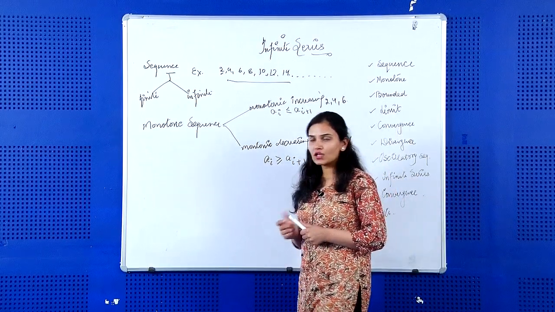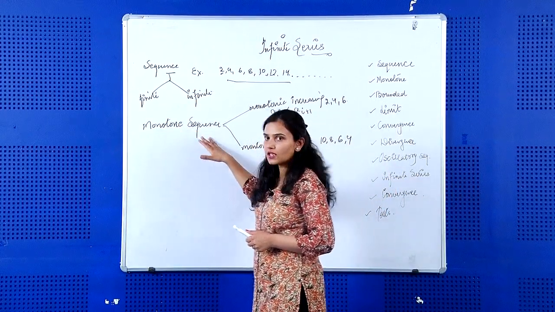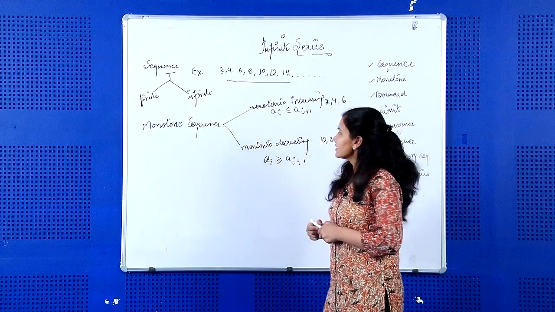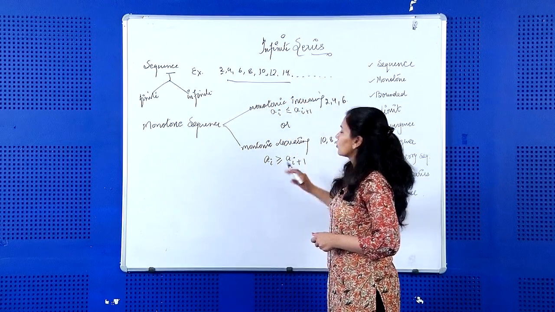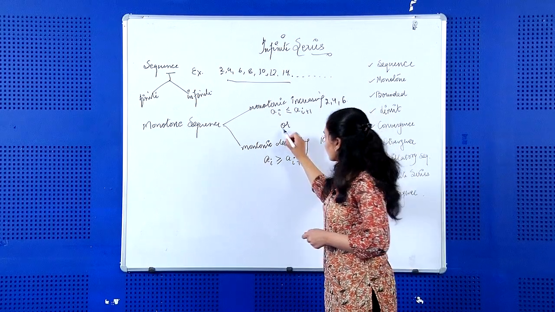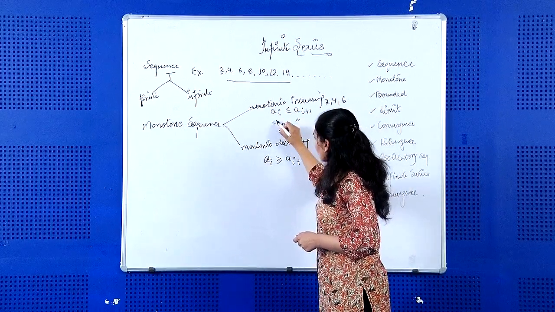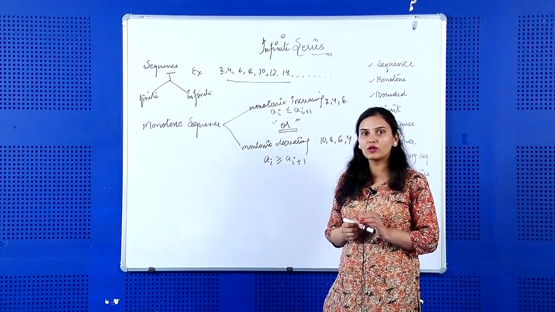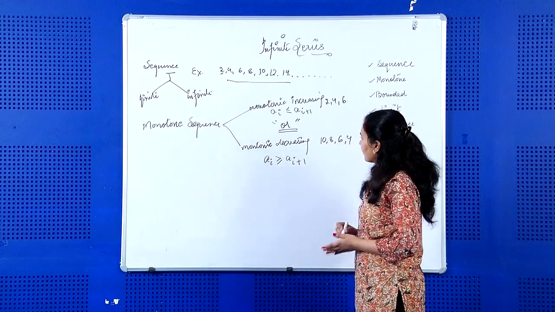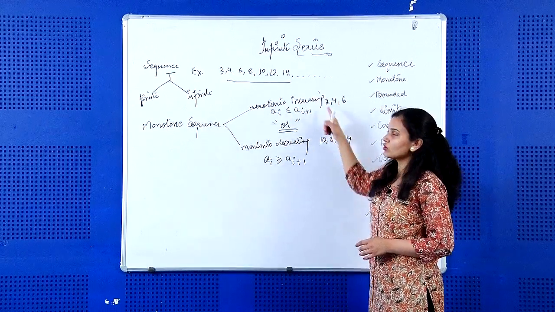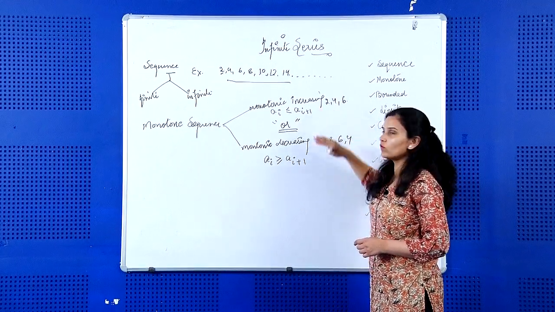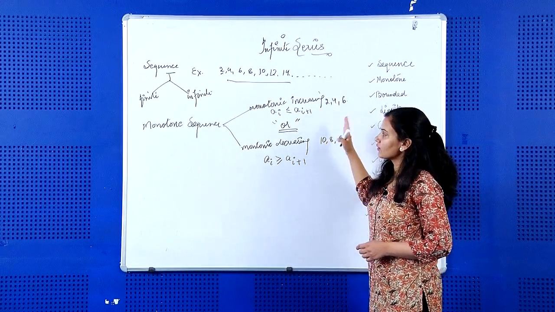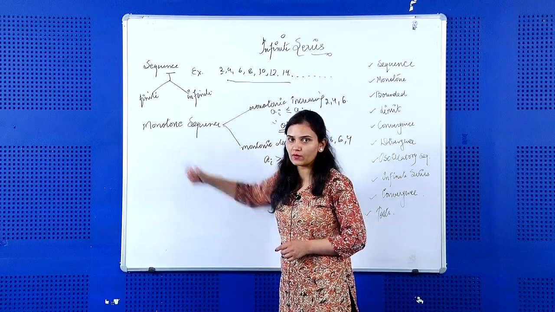We say a sequence is a monotone sequence if it is either monotonic increasing or monotonic decreasing. It is very important to notice here that it has to be any one of them, and then it is known as a monotone sequence.